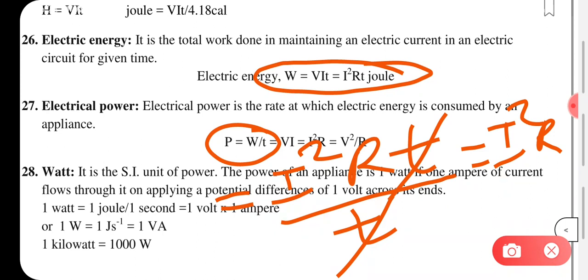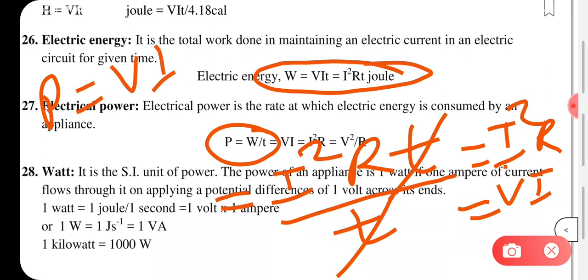Now we already know IR, we can take one I and one R, and that can be replaced by letter V, right. So it becomes VI, okay. Here I can replace one of the I and this R by letter V, and one I remains from I square, so it becomes VI. So we can say P is equal to VI, correct. This is how we can say.